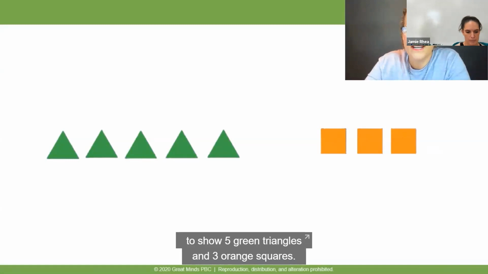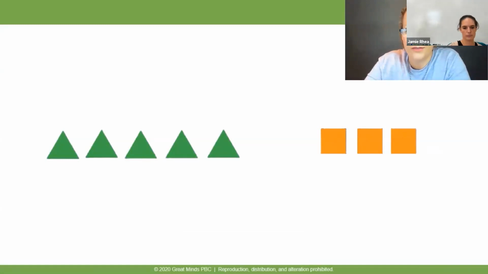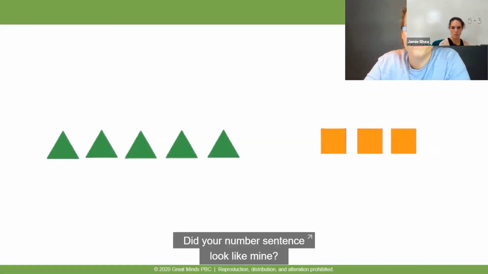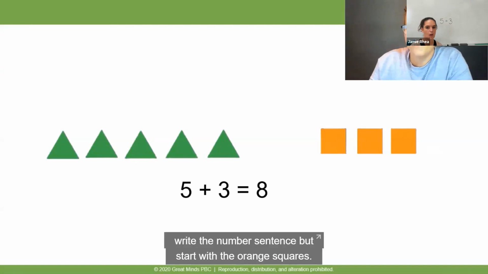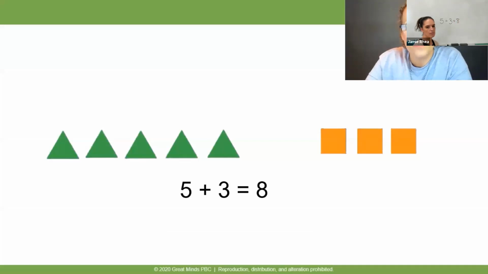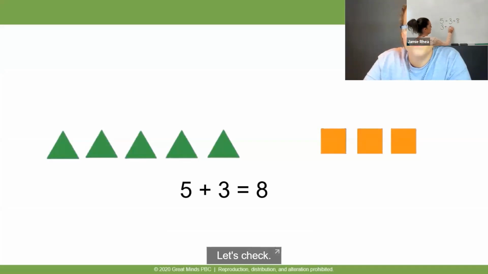On your whiteboard, write a number sentence to show 5 green triangles and 3 orange squares. I'm showing it 5 plus 3. Did your number sentence look like mine? Way to go. This time, write the number sentence, but start with the orange squares. How many orange squares did we have? We had 3 plus 5 green equals 8 total.